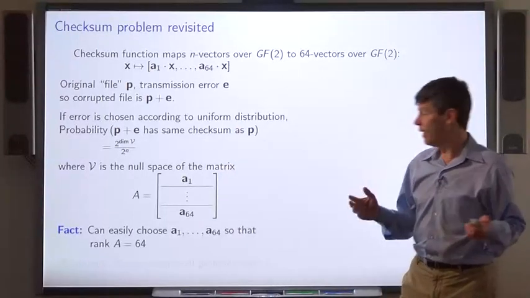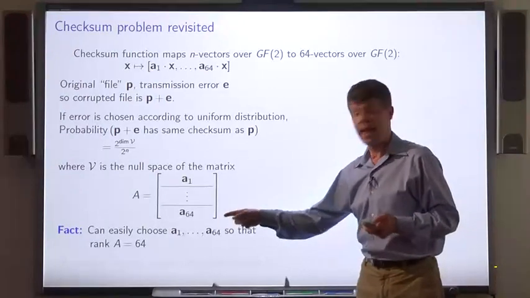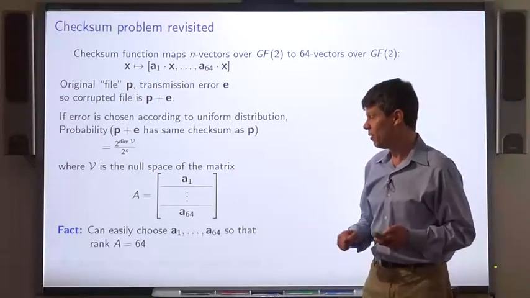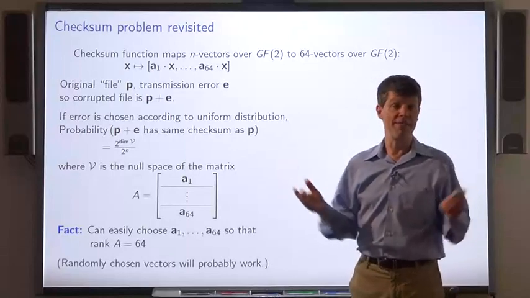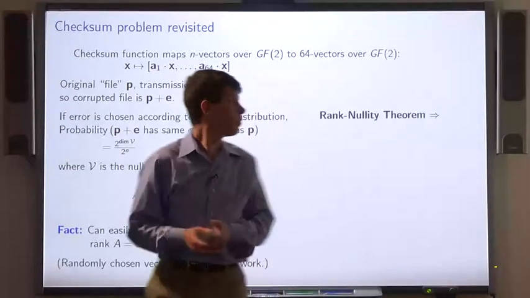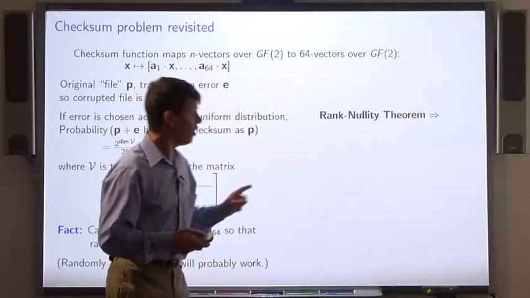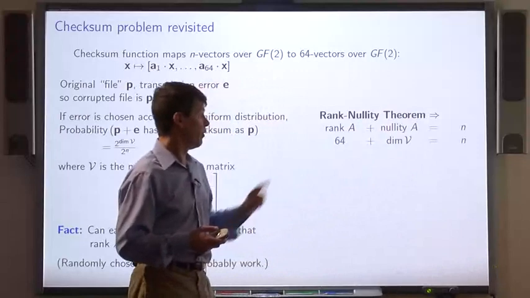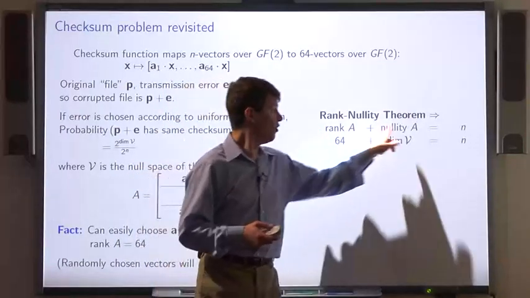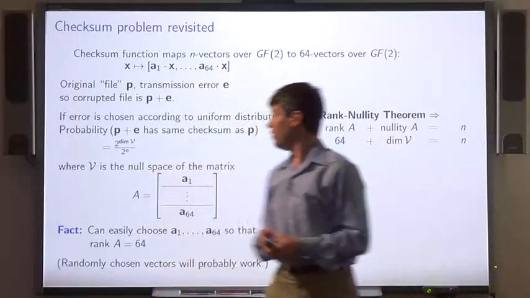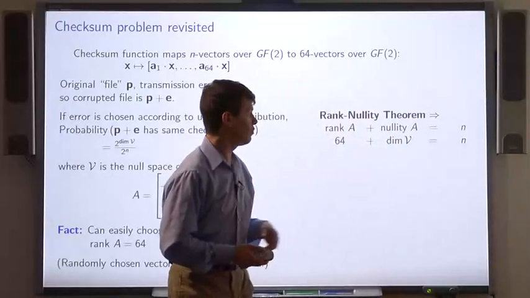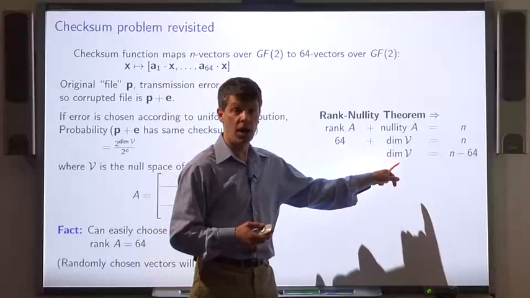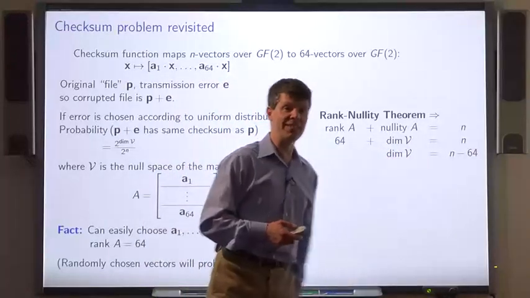Well, it's easy to choose a1 through a64 so that the rank of this matrix A is 64. In fact, just choosing random vectors will probably work. Now, the rank nullity theorem tells us the rank of A plus the nullity of A equals n. Now, the rank of A, we said, was 64. The nullity of A is the dimension of this vector space V, the null space of the matrix. So that's equal to n. And that shows that the dimension of V is n minus 64.